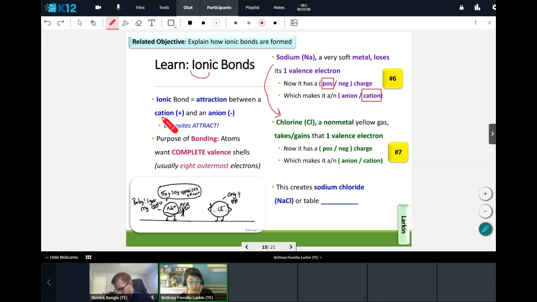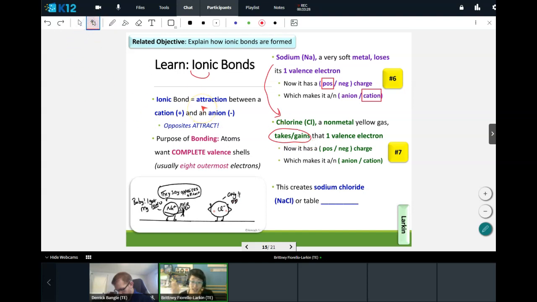Chlorine is in group 17, so it has 7 electrons. It just needs one more. And so that greedy chlorine is going to take or gain that one valence electron. We saw this yesterday. We saw chlorine as that yellow gas. It's a nonmetal. It's going to actually steal or take that electron that sodium gives up.